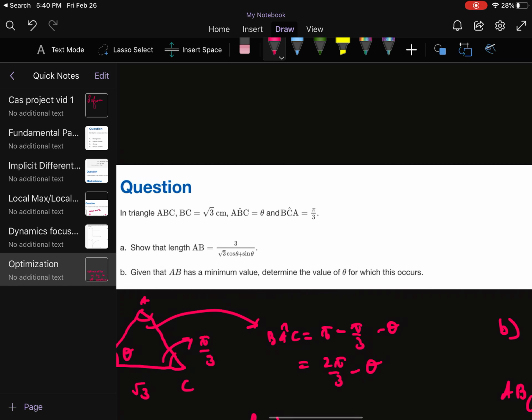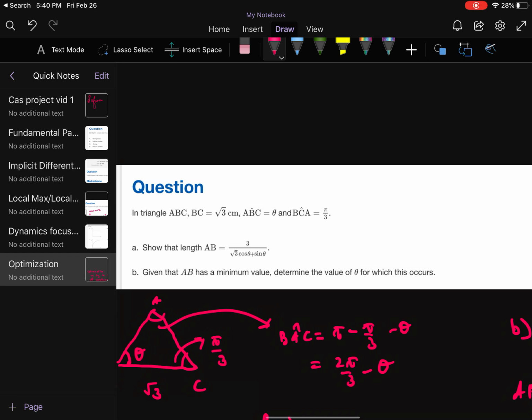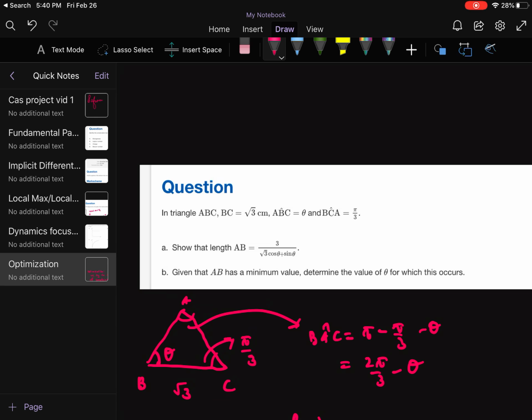Now they're asking you to show that the length AB is equal to 3 over root 3 cos theta plus sine theta. They're asking you to find the AB length. Intuitively, you're probably thinking of either cosine law or sine law, but you can't use cosine law because you don't know AC, although you know the angle in the middle, so you could have easily found AB. The other way is that BC is opposite to A, and pi over 3 is opposite to AB. So you need to find an expression for angle A that will help you find the length AB.